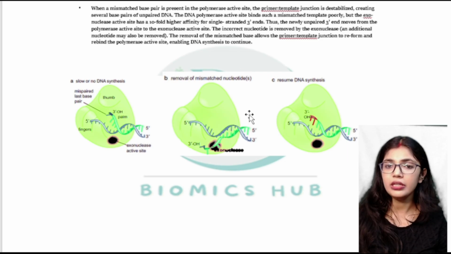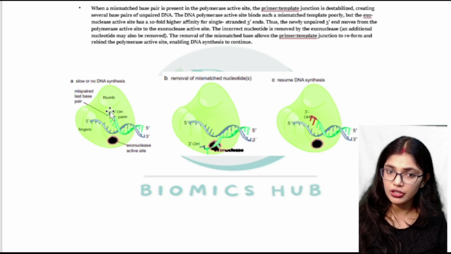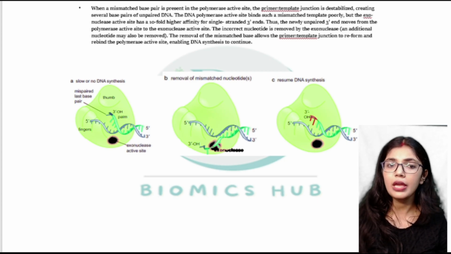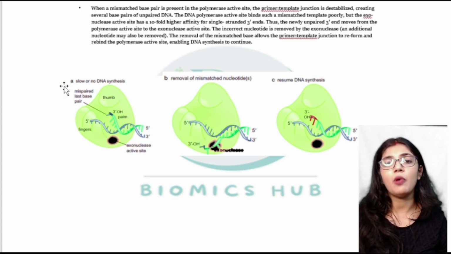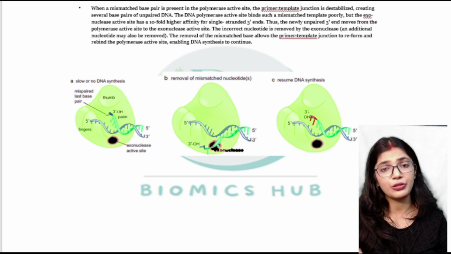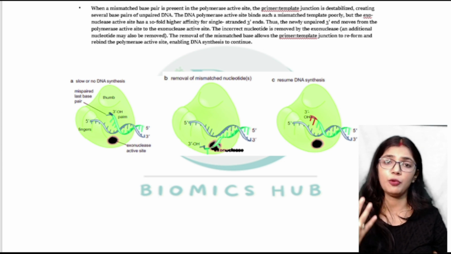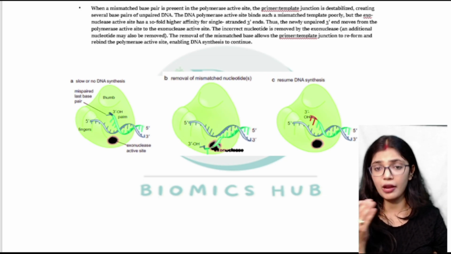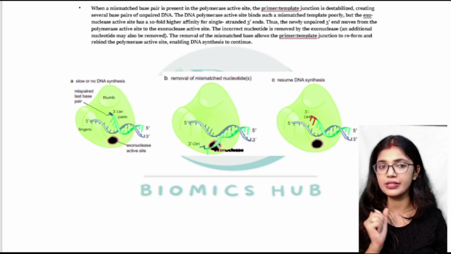Here we have also discussed the polymerization domain as well as the exonuclease active site or the editing pocket. This was all about the structure of exonucleases, the different types like DNA polymerase 1, DNA polymerase 2, DNA polymerase 3, their function, their structure. Already we have discussed this in this video.